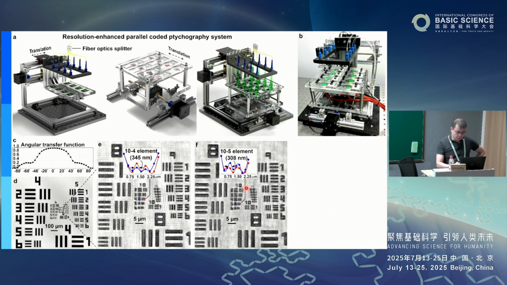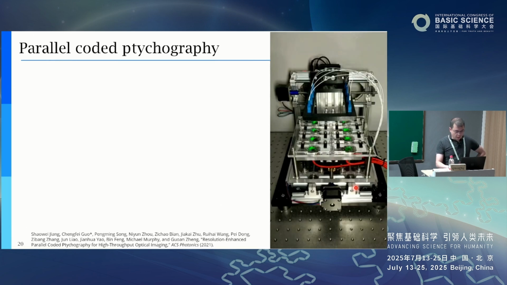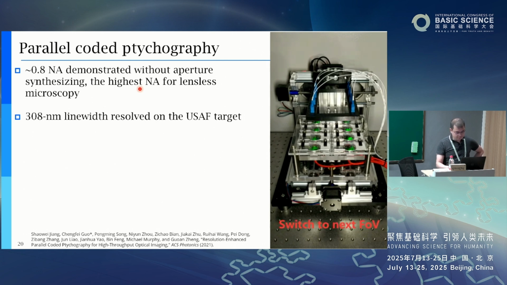We can resolve this 300 nanometer line width on the resolution target. And again, this is the diffraction pattern we capture, the raw data. This is I guess the video to show you the operations. Different from the conventional optical microscope, we can make an array of this device, so we can do the scanning and image these pathology slides all at once. We get about 0.8 numerical aperture without using a lens. This is one of the highest resolutions for lensless imaging. We can resolve a 300 nanometer line width.